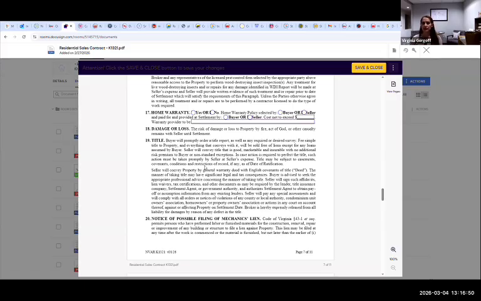Title may be subject to easements, covenants, conditions, and restrictions of record, if any, as of the day of ratification. Seller will convey the property by general warranty deed with English covenants of title deed. The manner of taking title may have significant legal and tax consequences. Buyer is advised to seek appropriate professional advice concerning the matter of taking title.